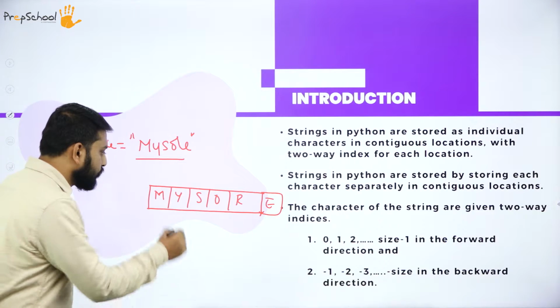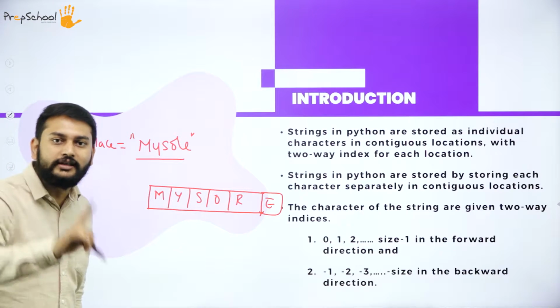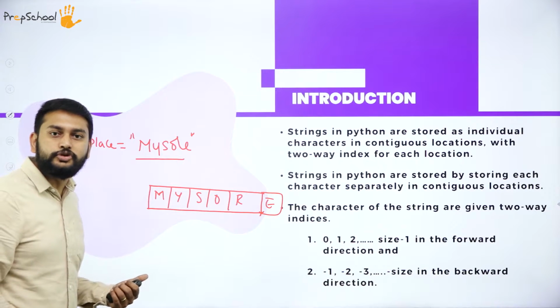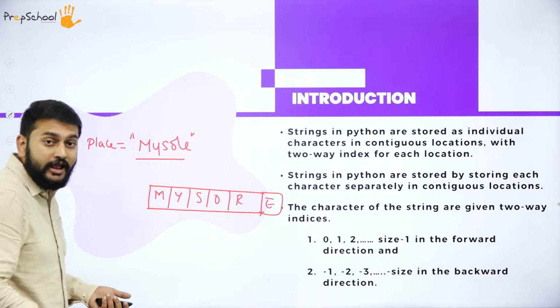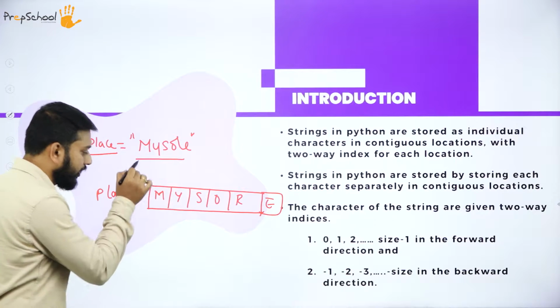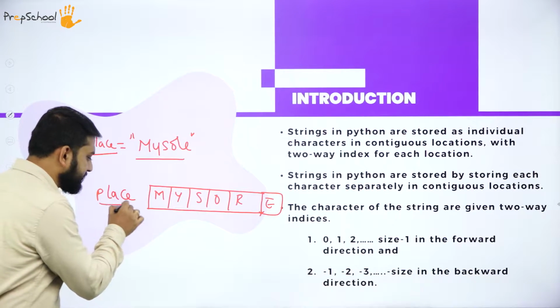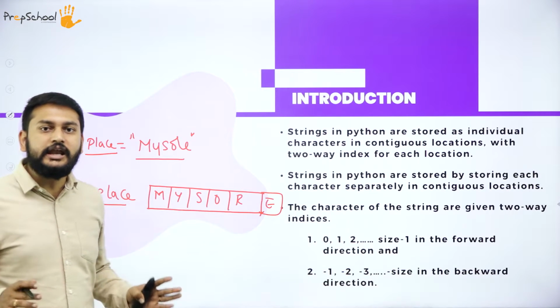So guys, in this location I will be able to store only one character. Please understand that this is one location. I should be able to store only one character. So what is the name for this location? I have to give a name, right? So this place is the name for this location. So how do I identify? With the help of this name. So please understand that. Now I need to access this character individually.